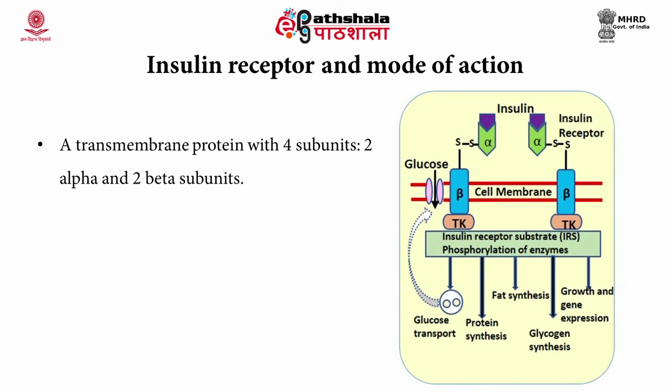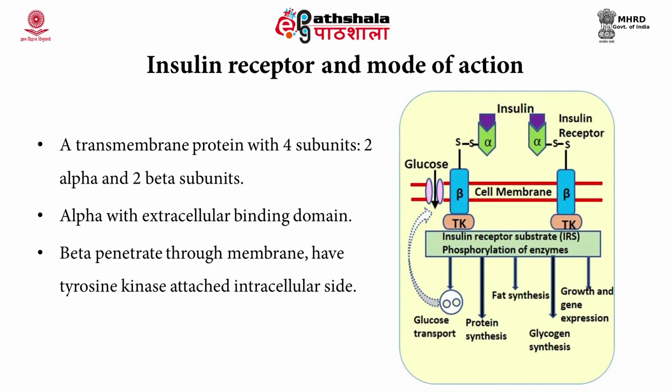The insulin receptor is a transmembrane protein. It has 4 subunits, 2 alpha and 2 beta. The alpha subunit lies outside of the plasma membrane or cell membrane, containing an extracellular hormone binding domain. The beta subunits lie just below the alpha subunits, and they attach to each other with disulfide linkage. The beta subunit penetrates through the membrane and protrudes into the cell cytoplasm with a tyrosine kinase domain.